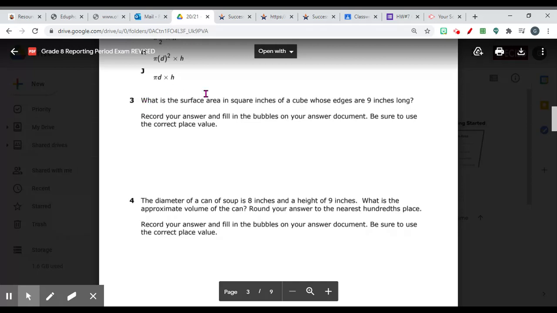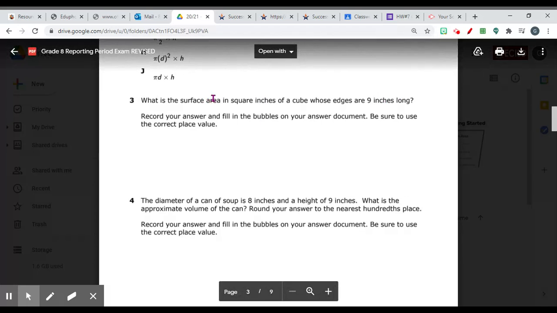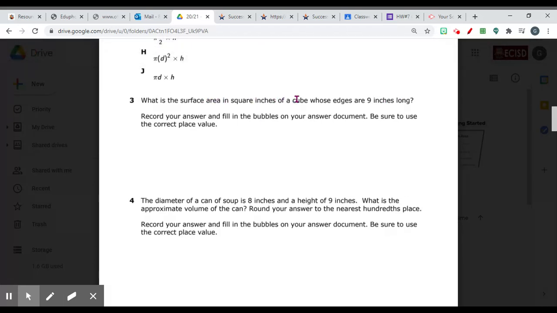Number 3, what is the surface area in square inches of a cube whose edges are 9 inches long? Remember that this is a griddable, so you will type in your answer on your end. Just make sure that you use the correct place value.